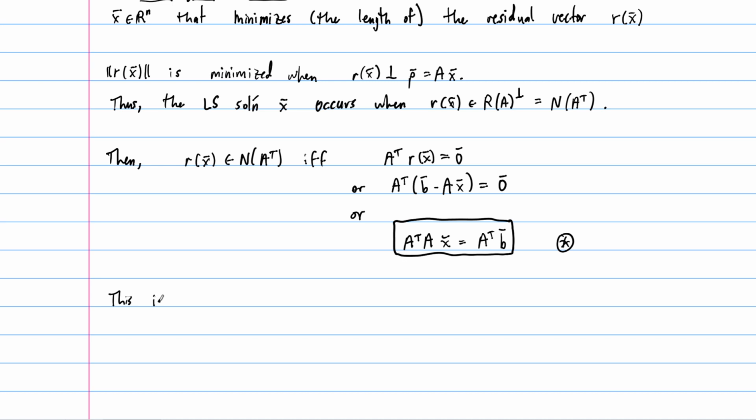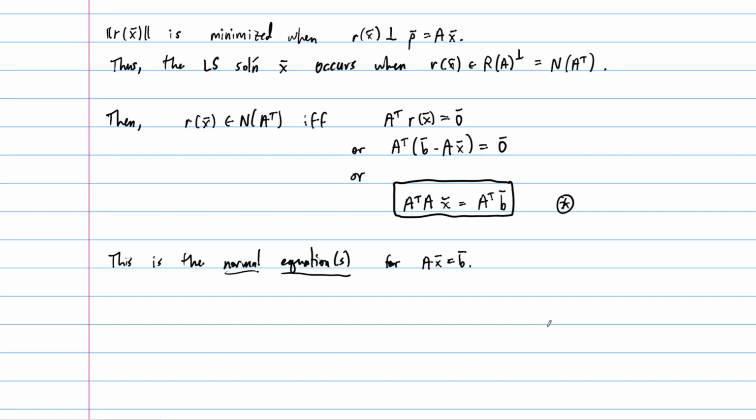So this is the normal equation. It's called normal equations, plural, sometimes, because really this is a system of equations. But the normal equation for our system Ax = b. All right, and there's a theorem in our text, which I won't prove here, but you should read through it. It says that the solution of this equation is unique. So the solution of the normal equations is unique.